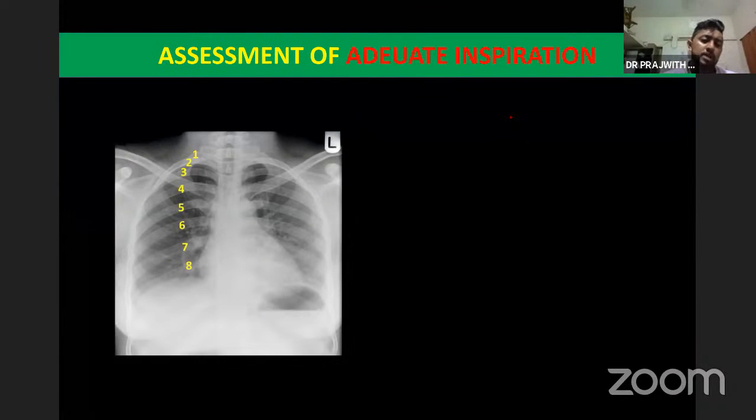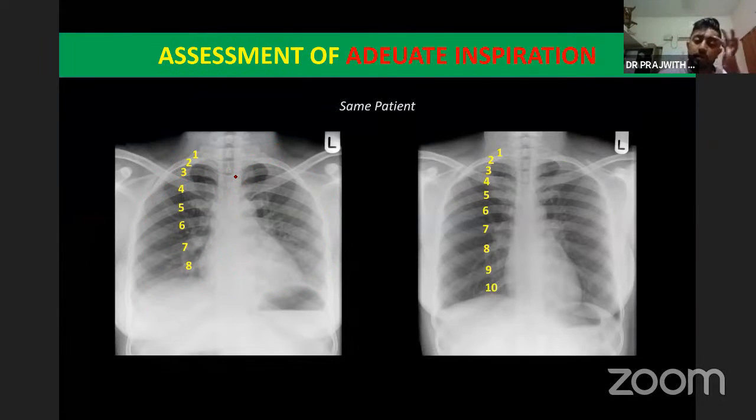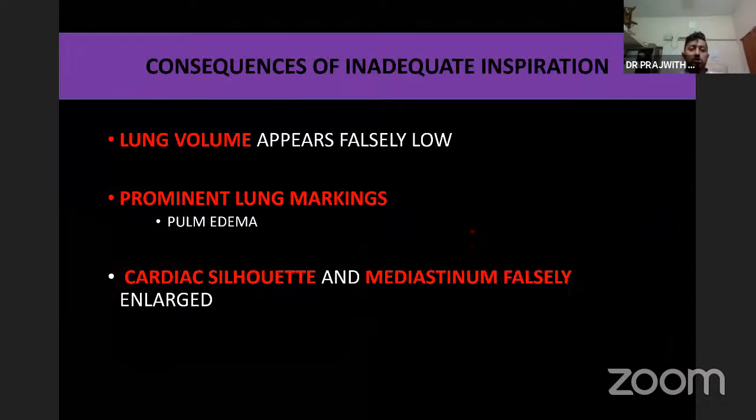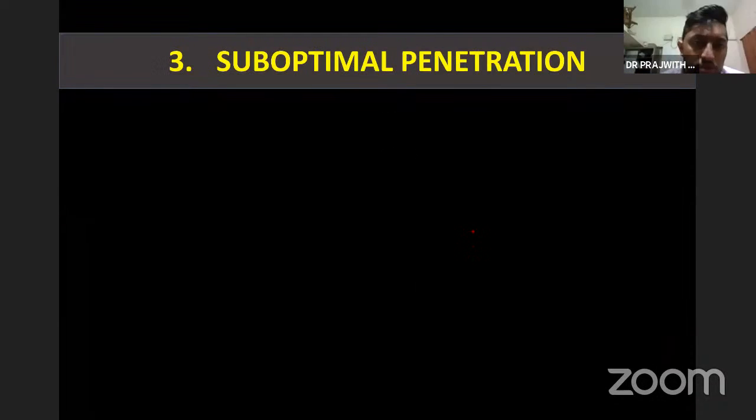So in this, only 8 posterior ribs are present. So it is a poor inspiratory film. See how bright these things are looking. They're not looking blacker, they're looking brighter. Similarly, if I see this image, now it is fully inspiration. It is looking more blacker. Even if a small lesion is there, we can clearly see. So that is about the inspiration. Okay, so that's the second thing that we should see here.